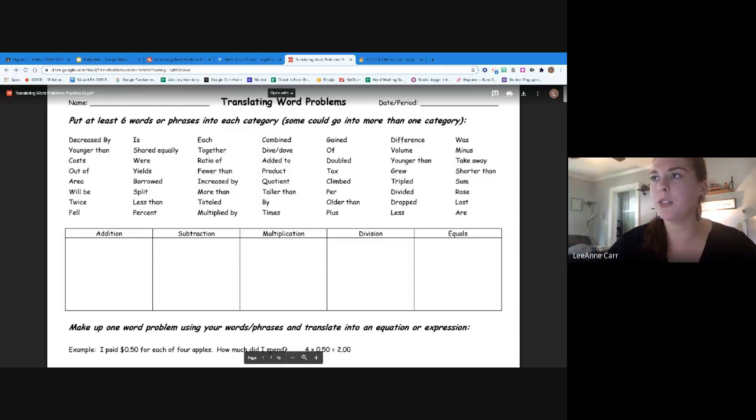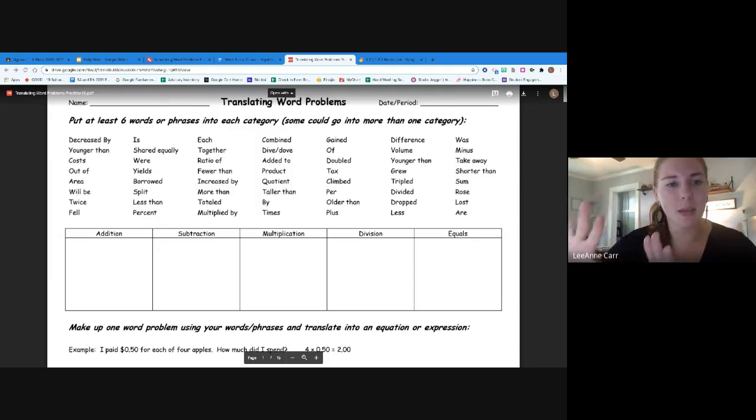And what I want you to do here, I want you to take this whole list of words. And I know you won't be able to sort all of them, but I want you to sort as many as you can into the correct category. So look through these words. Any words that you think would indicate that you are using addition, put in the addition column. Anything you think would indicate multiplication, put in the multiplication column.